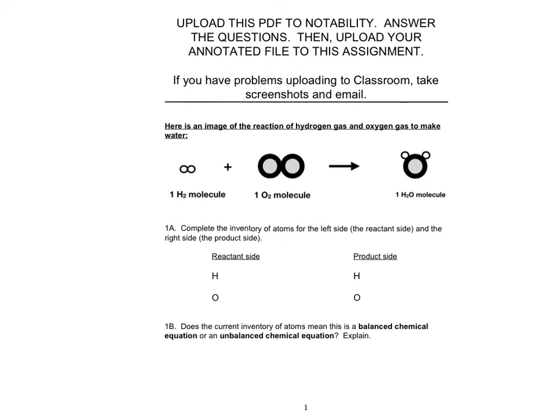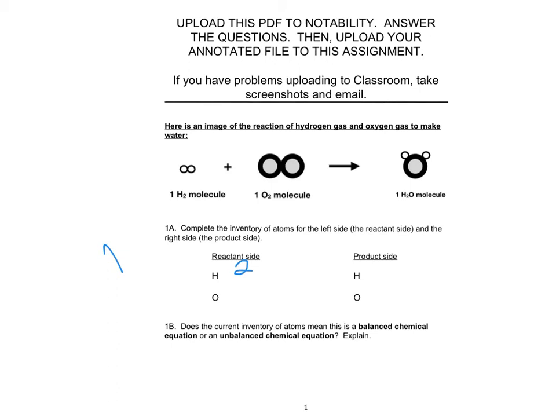So I see that I've got an H2. I'm still getting used to this. Try switching pens here, see if that works. Yep, okay. So H2 goes with the two small white circles. There are only two small white circles there. So on the reactant side, I've got two H's, and then the O2 goes with those two shaded circles together.